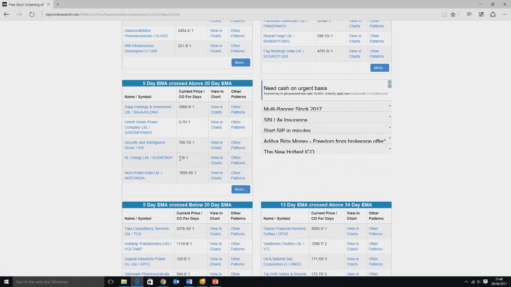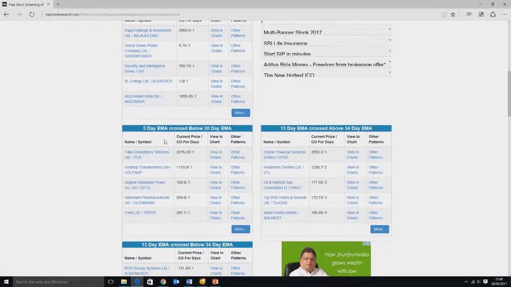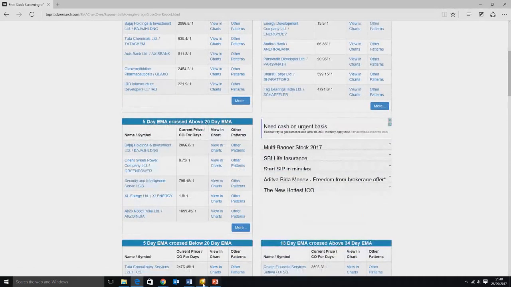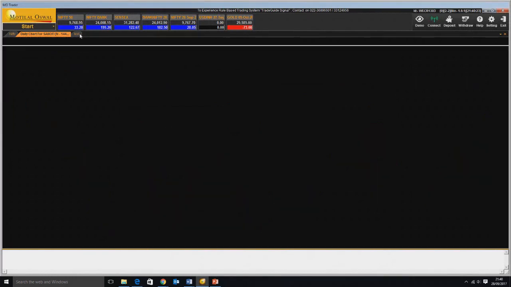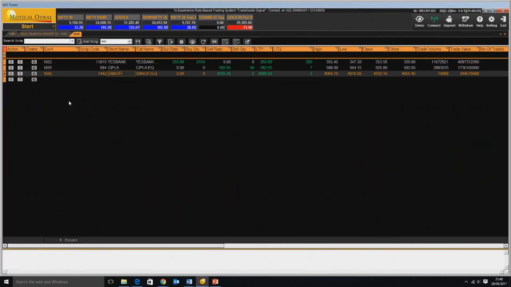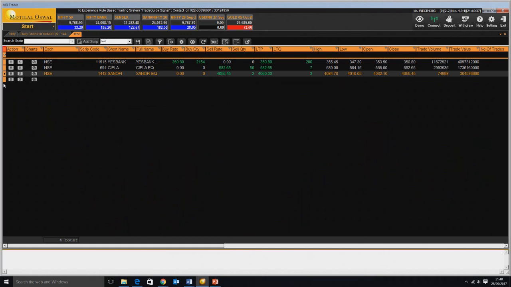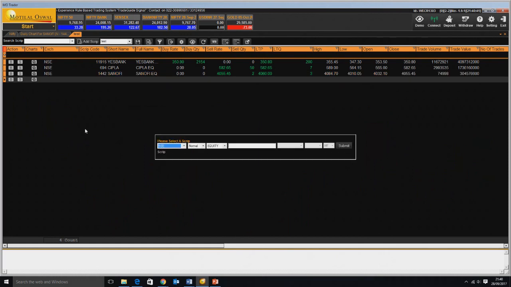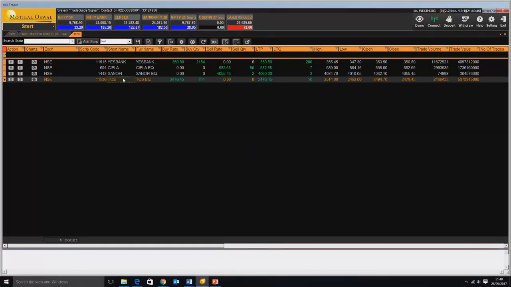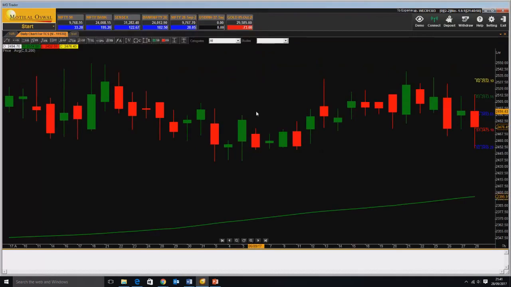So that gives you straight away some of the stocks, all the companies where you can actually say, here in this case, it shows to me 5-day EMA cross below 20-day EMA in TCS. So let's see in TCS. I'll just go to my market watch and let's see what it says. So I enter TCS here. So I go onto the chart of the TCS here, right?